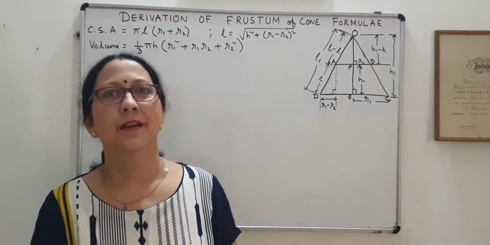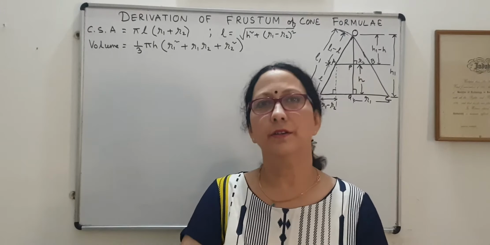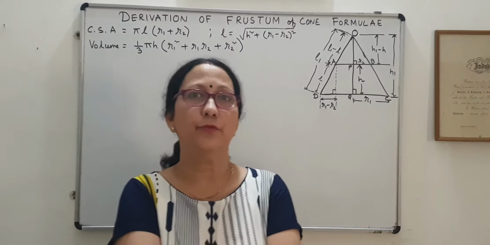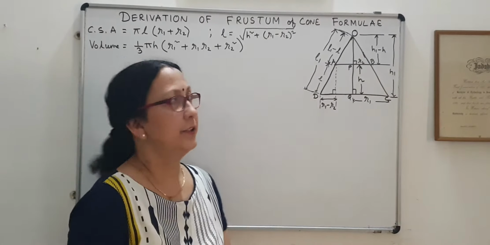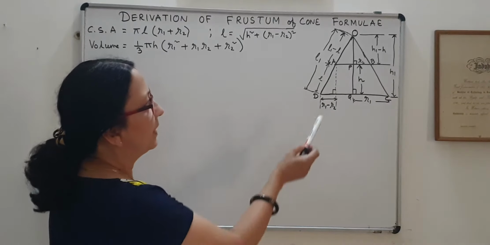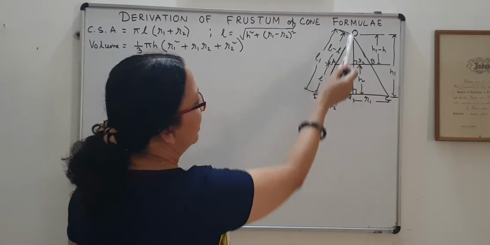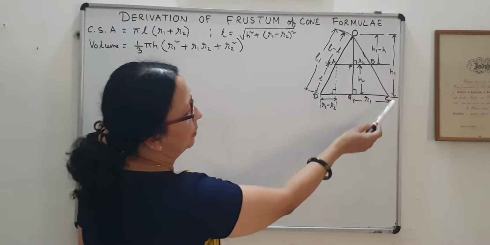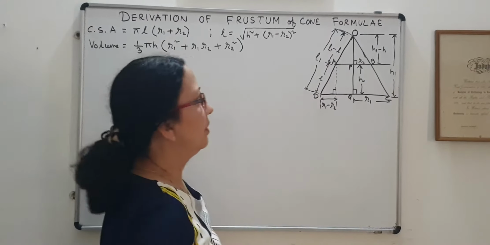Hi everyone. So today we'll be deriving the formula for surface area, curved surface area and volume of frustum of a cone. So for that you see I've taken a cone ODC. O is the vertex and H1 is the height of the cone, vertical height of the cone, and L1 is the slant height of the cone.